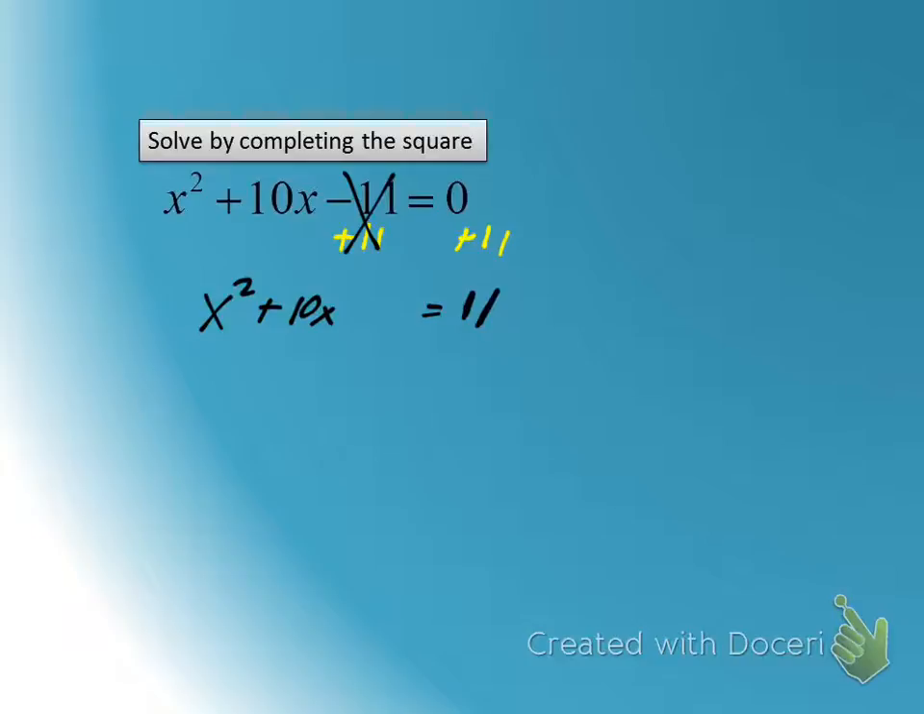Okay. Now, I want to know what number I need to put here so that I can factor it like we have been, as a perfect square trinomial. Now, maybe you know it, maybe you don't. There's a way to find out every single time. Ready for this?